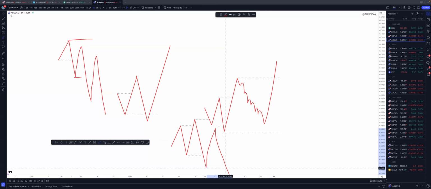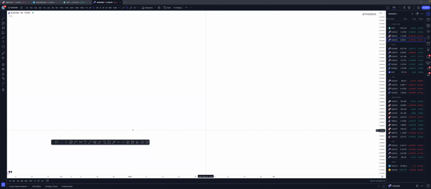I hope we are getting it. So to determine your swing structure here, you need to see a sweep of the previous low or the previous high.